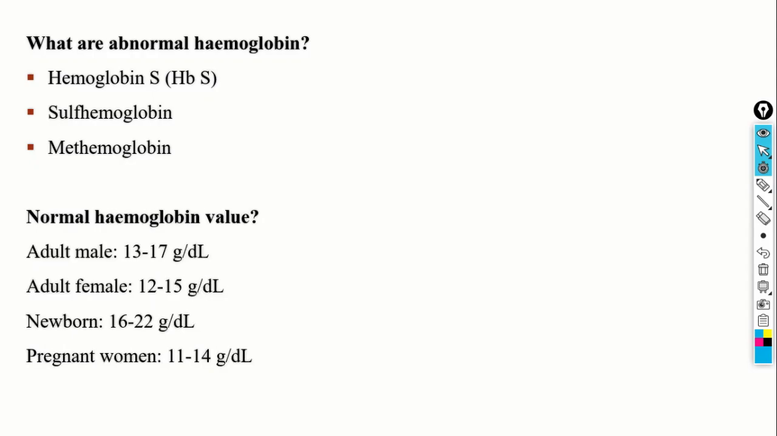When you are answering for the normal hemoglobin value, you have to divide it into male and female. If you are comfortable, you can go with newborn and pregnant women also. For adult male it is 13 to 17 gram per deciliter, adult female 12 to 15, newborn 16 to 22, and pregnant women 11 to 14 gram per deciliter. Always say it with units. Many students forget to say the unit. They just say the number. It is not at all acceptable. You have to say it with the unit.